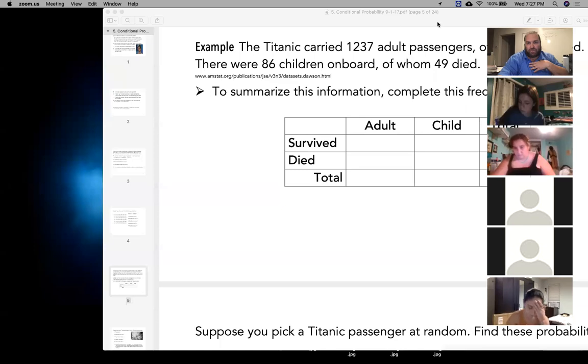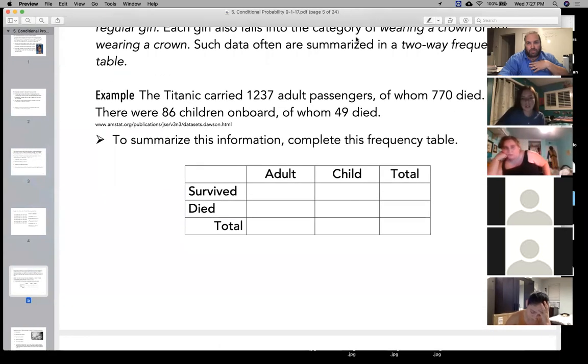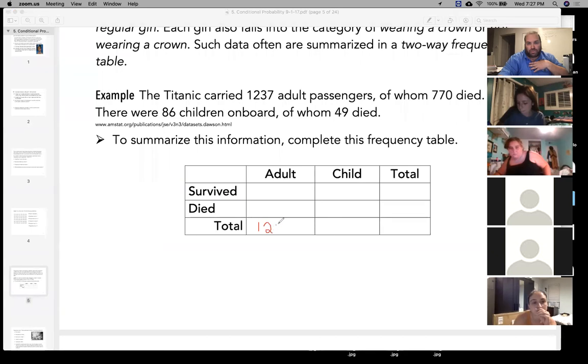First thing, it carried 1,237 adult passengers, correct? So what can I immediately fill in just from that information alone? The total for adults. So here's my adult column, here's the total. So I can fill in that the total for the adults is 1,237.